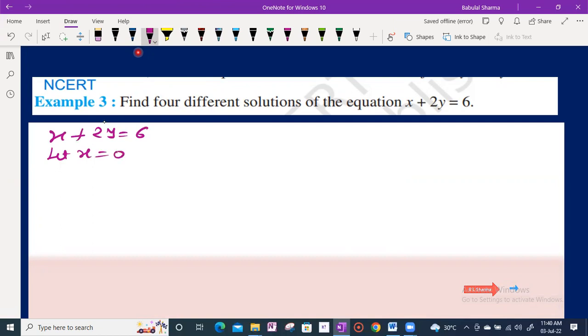Let x is equal to 0. So 0 plus 2y is equal to 6. 2y is equal to 6. So y is equal to 3. So one solution is (0, 3).